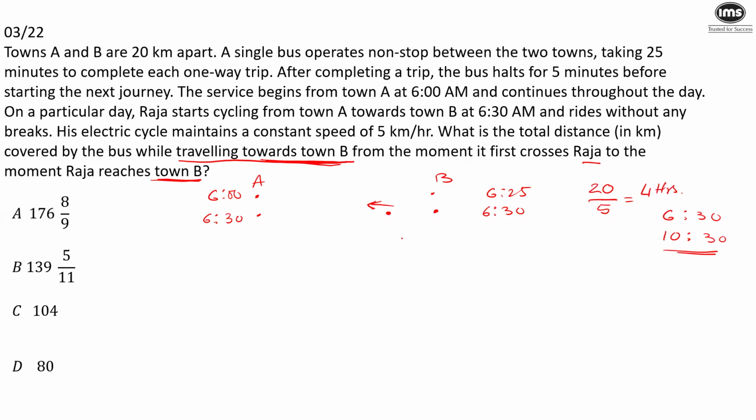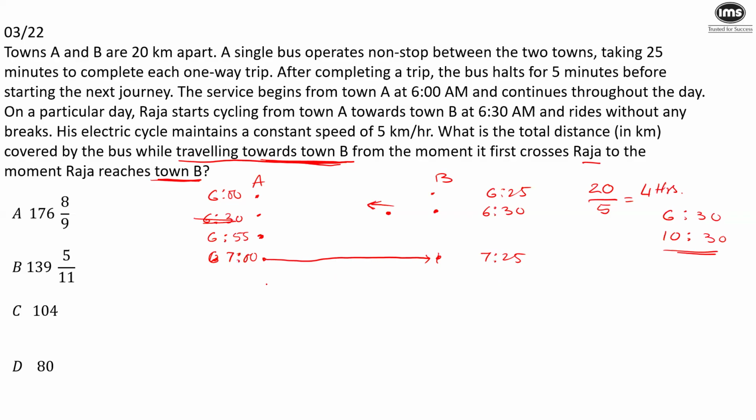Now the bus has started at 6:30 from town B. It will reach A at 6:55. Let's not talk about Raja now. So from town A, it will start at 7:00 a.m. It starts from A towards B. So this is the first journey towards B. When does it reach B? It reaches B at 7:25. At 7:30, it will start from B and move towards A, which we are not counting.